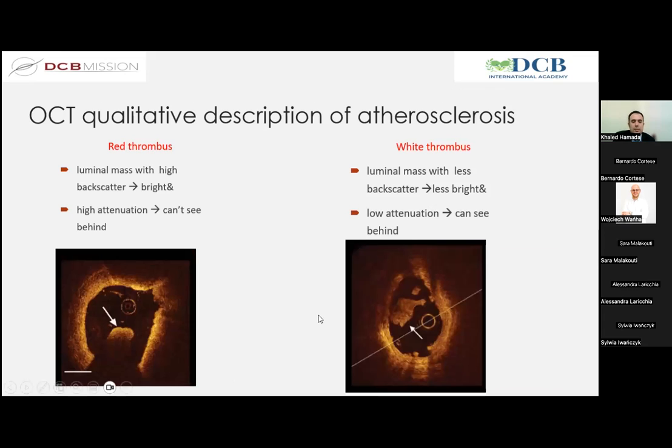The red thrombus here is a luminal mass with high backscatter, so it is bright, and also high attenuation, so we cannot see behind. The white thrombus is also a luminal mass, but with less backscatter, so it gives a less bright signal, with low attenuation, so we can see behind more clearly.